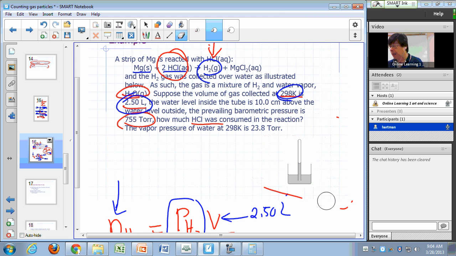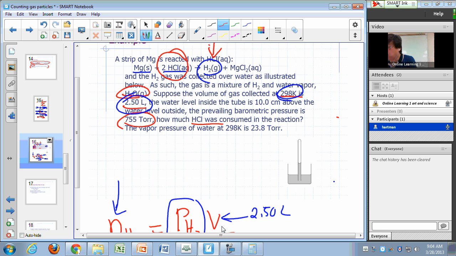You're collecting H2 over water. So here you would have the pressure due to the atmosphere, which is 755 torr. That must be equal to the pressure due to the gas plus the pressure due to the column of water.